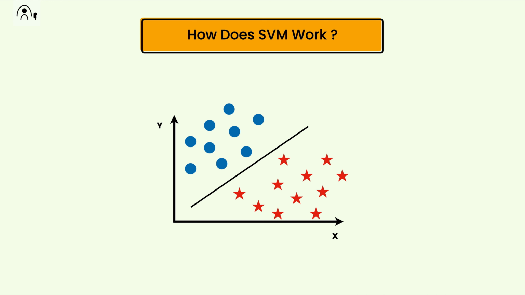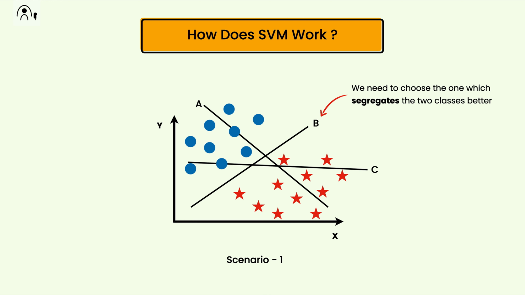Now the question is how to choose the best hyperplane. Let's understand this scenario-wise. If you look at this scenario, here we have three hyperplanes A, B and C. Now to identify the best hyperplane, we need to choose the one which segregates the two classes better. In this scenario, hyperplane B has excellently performed this job.